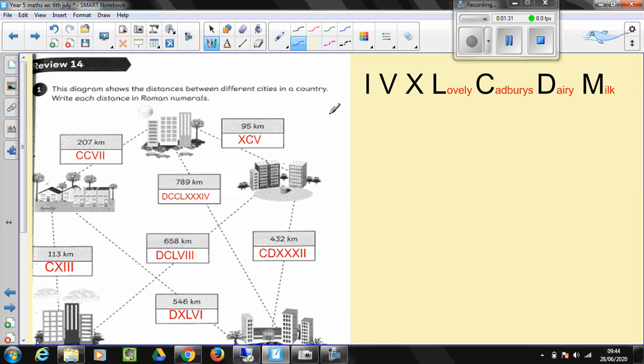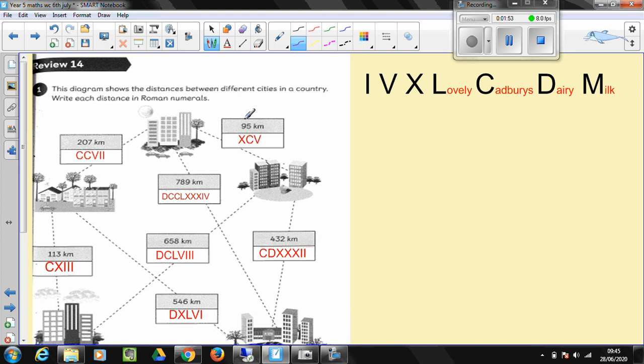Here are your answers. You need to remember in Roman numerals that you need to treat each digit separately and work out one digit at a time. So first of all, how am I going to make 200? Well, that's 2 100s. How am I going to make nothing? I don't need anything for that. And how am I going to make 7? 5 and 2 after 5.